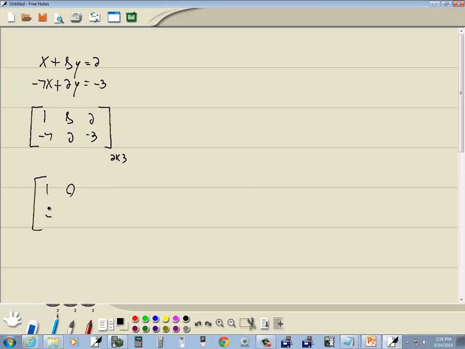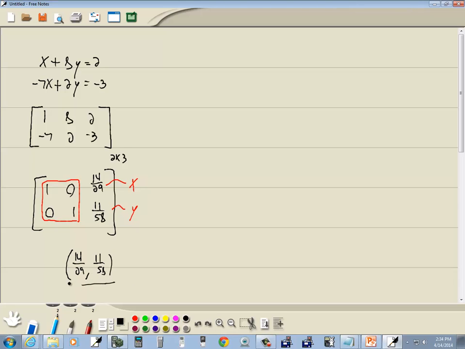Then we get 1, 0, 0, 1, 14 over 29, 11 over 58. Two equations, two variables. Our first 2 by 2 square here should be a diagonal of 1, 0, 0, 1. If it is, that means it worked, and the far right column is our answer. So this will be x, and this will be y. So we're going to have 14 over 29, comma, 11 over 58. And that's our answer.